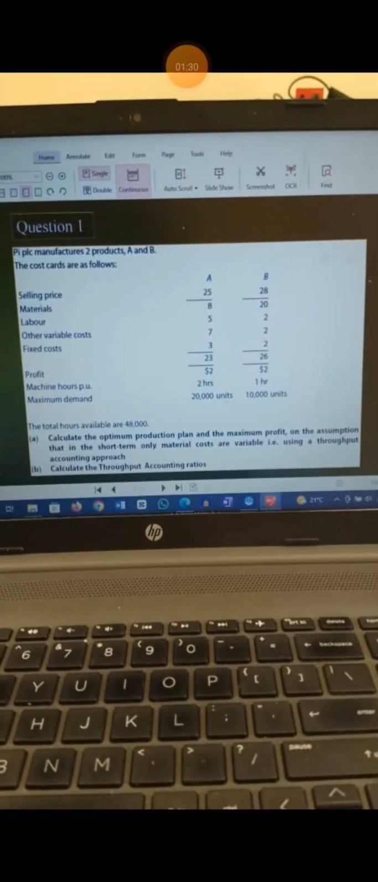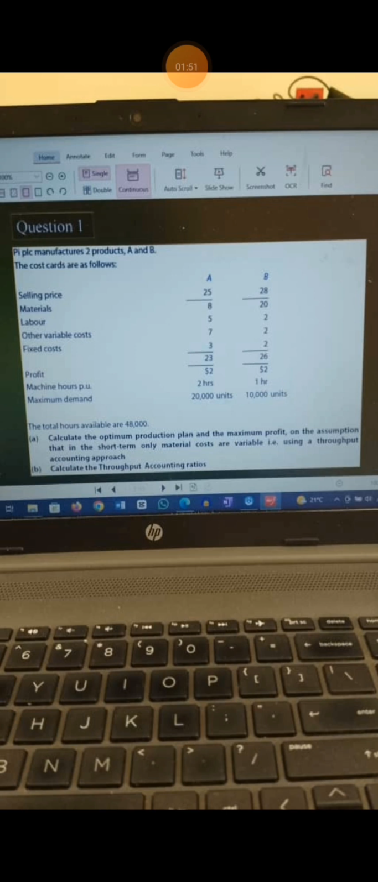All right. Now, PIE PLC manufactures two products, A and B. The cost cards are as follows. So, cost cards only give us information about the production of a product, about the costs involved in the production of a product.